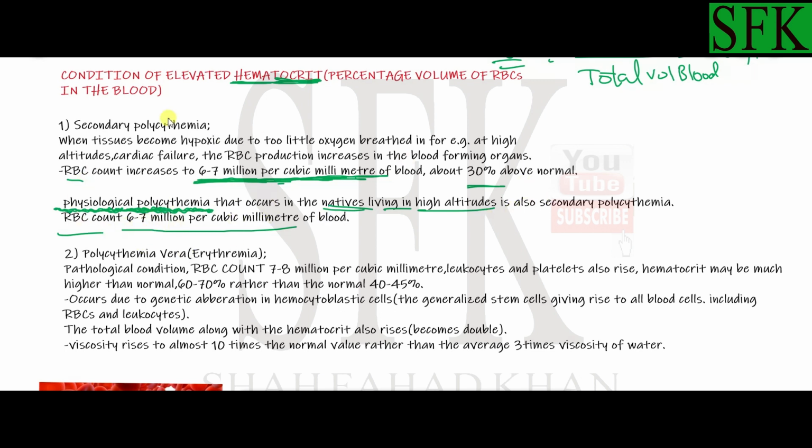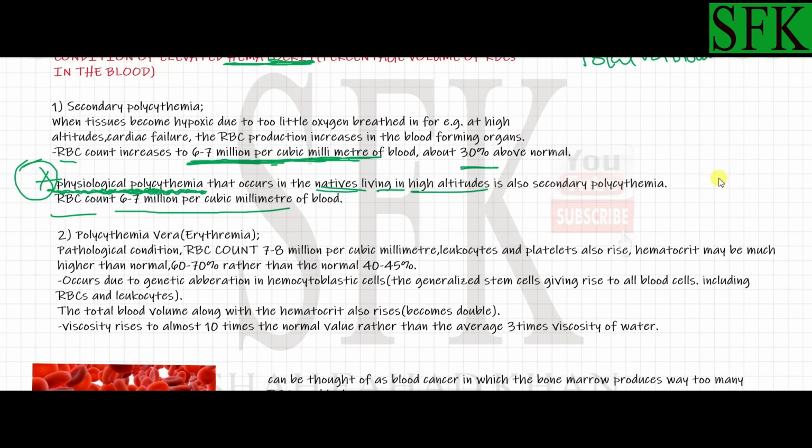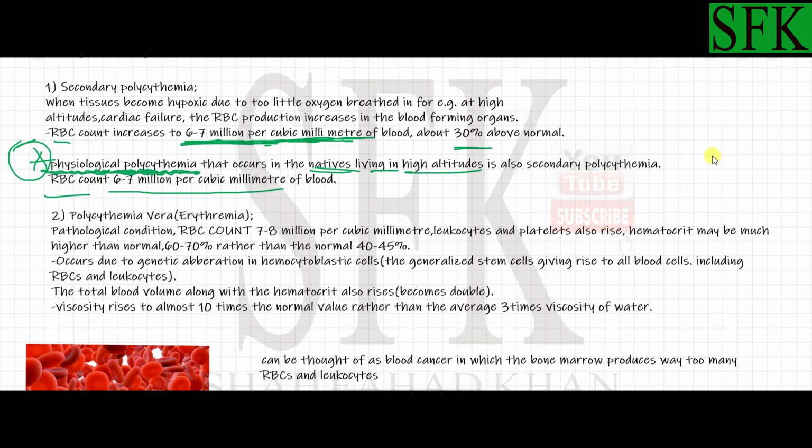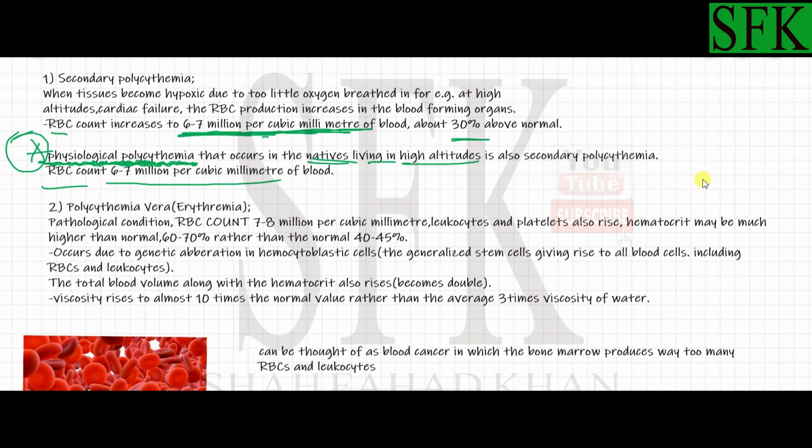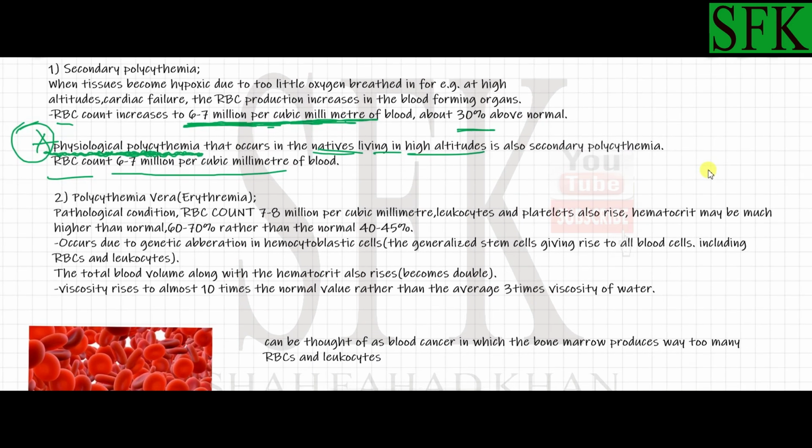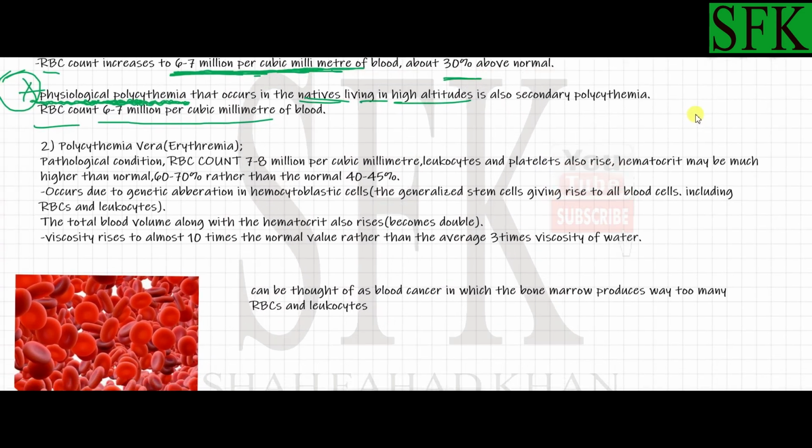So this is the physiological type of polycythemia, which usually occurs in natives living in higher altitude environments, and it mainly occurs in response to hypoxia of the tissues, so as to supply the increased demand of oxygen to the tissues.